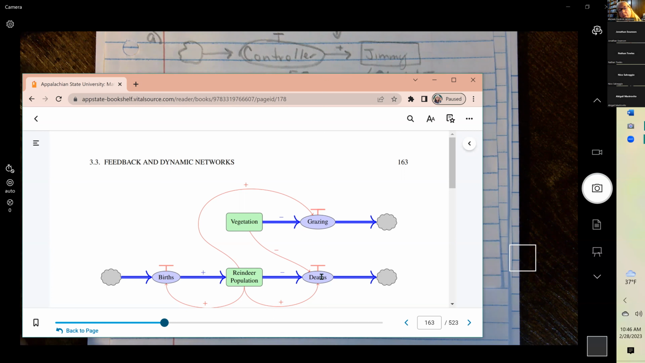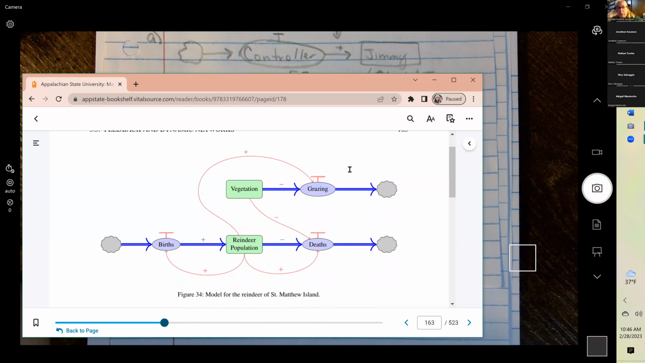Vegetation grows, there's less deaths. This grows, there's more deaths and more births. So I could see giving you this and having you put the plus and minuses in, but when there's so many different feedback loops, unless I gave you the loop, I wouldn't ask you the question if it's amplifying or not. Any questions on that?